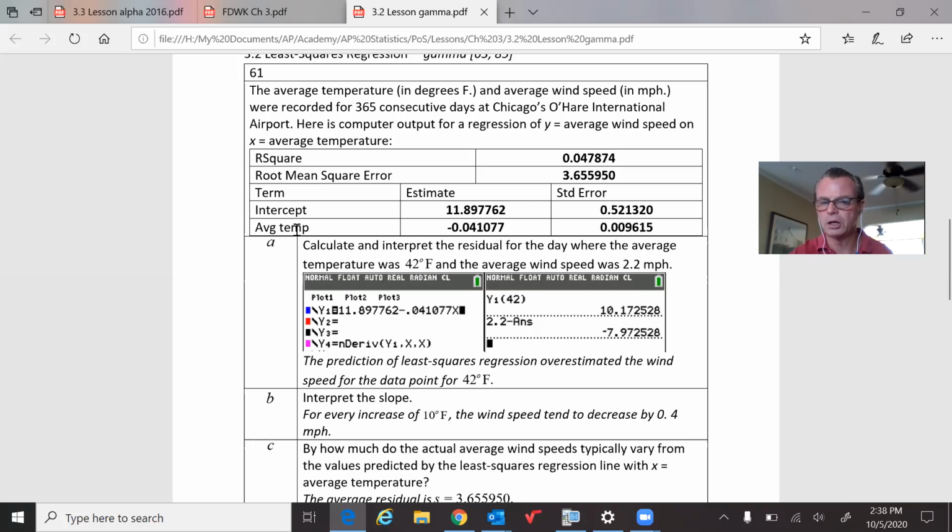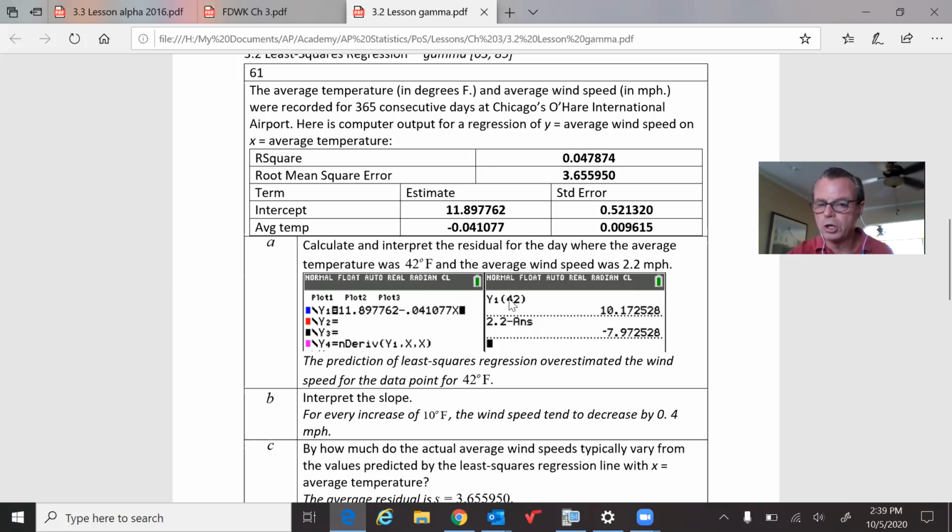And I'm looking at this thing here, and the way that this software output is given to you for 61, across from the intercept. Just literally, it's the intercept, right? And then the average temperature, well, that's going to give you the slope. So I took these values and put them in Y1. And question A says, find the residual when the average temperature is 42.